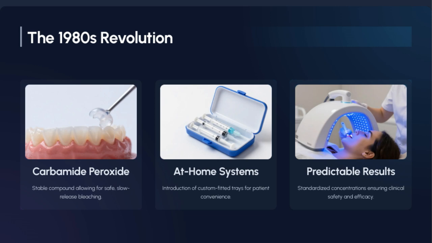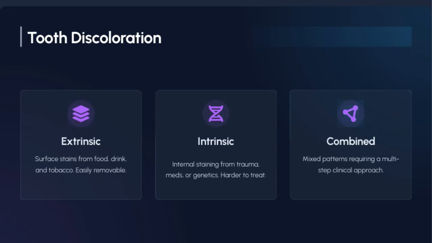When we encounter tooth discoloration, it's important to recognize that it can often be a mix of different patterns, which means we need a multi-step clinical approach. On this slide, we see the three main types: combined, intrinsic, and extrinsic. Let's start with combined discoloration. This involves both internal and surface factors, such as trauma, medications, or genetics. Because it affects both the inside and surface of the tooth, it tends to be a bit more challenging to treat effectively. It often requires a tailored, step-by-step plan to address all aspects.